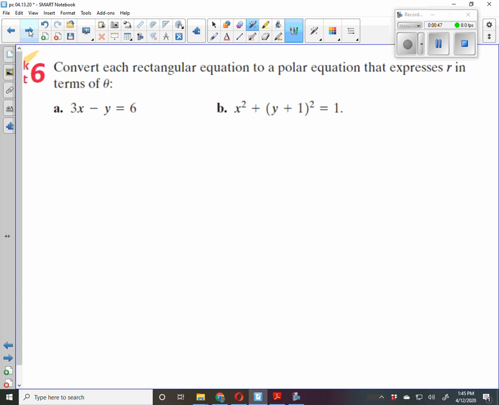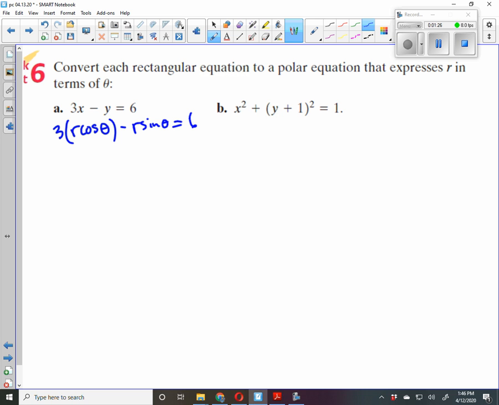We've got two rectangular equations, and we want to express them in polar form. Remember, polar form has r's and thetas, so we want to replace our x's with r cosine theta, and y gets replaced with r sine theta, equals 6.